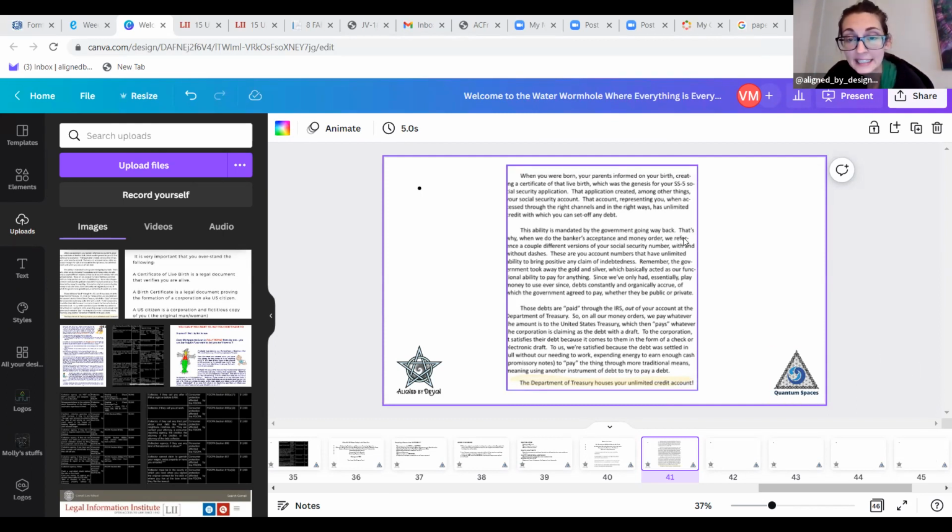The ability is mandated by the government going way back. That's why when we do the banker's acceptance and money order, we reference a couple different versions of your social security number with and without dashes. These are your account numbers that have unlimited ability to bring positive any claim of indebtedness. Remember, the government took away the gold and silver, which basically acted as our functional ability to pay for anything. Since we've only had essentially play money to use ever since, debts constantly and organically accrue.